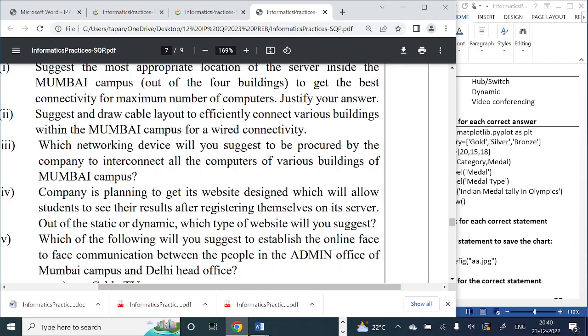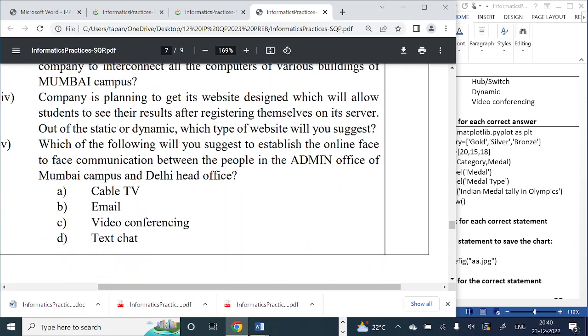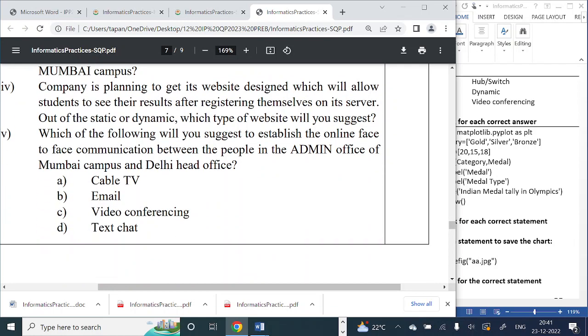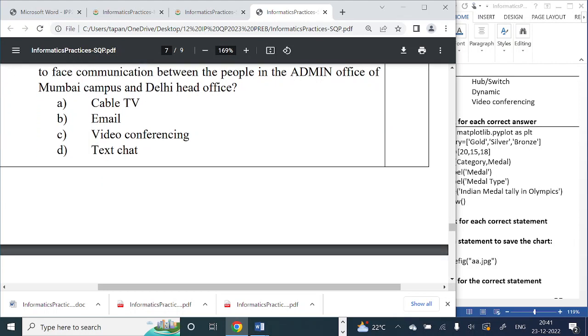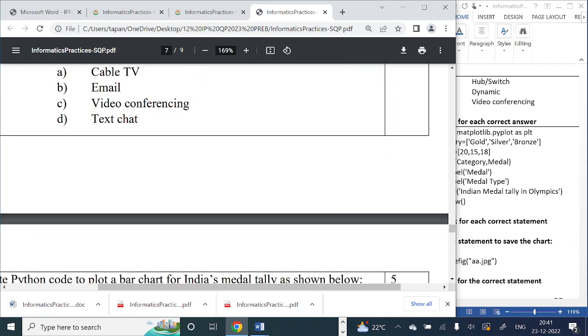The last one is: which of the following will you suggest to establish the online face-to-face communication between the people in the admin office of Mumbai campus and Delhi head office? Whenever you are doing face-to-face, it is called video conferencing. Like when you were attending the classes online, you were using Google Meet or Zoom. So for video conferencing, you can use the software. So here the answer will be video conferencing. They have given the options also, from these options you have to select. So the answer will be video conferencing.